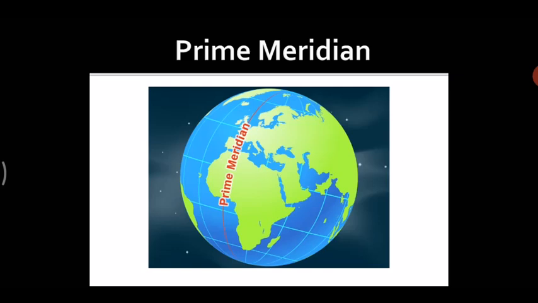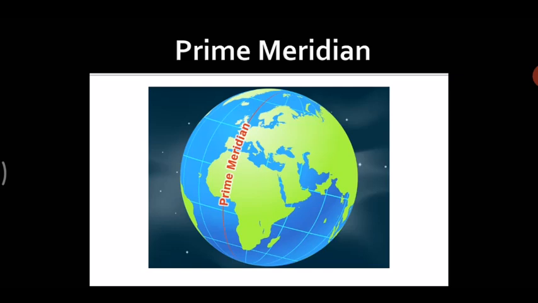Now that is another line, which is the prime meridian. Even the prime meridian divides the earth into two equal parts. As we learned before, the equator divides the earth into two equal parts. The same way, the prime meridian also divides the earth into two equal parts. But what is the difference between them? Well, the equator divides the earth horizontally, that is sleeping, while the prime meridian divides the earth vertically, that is standing.